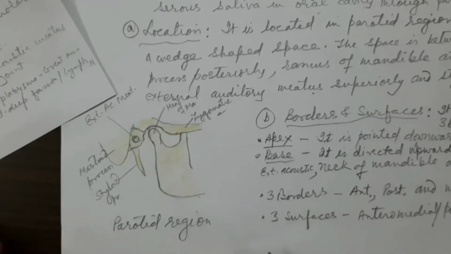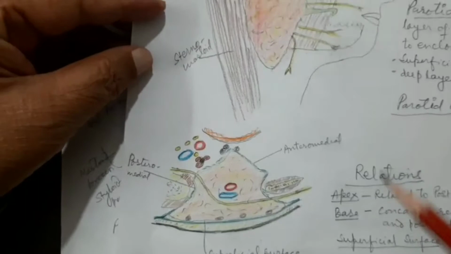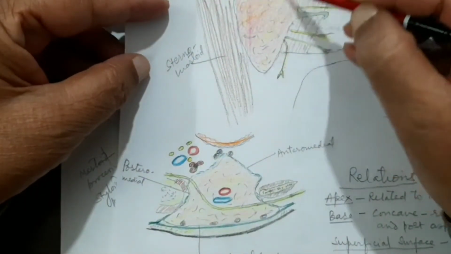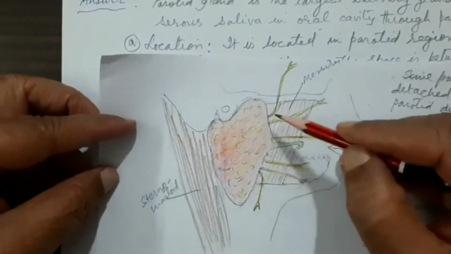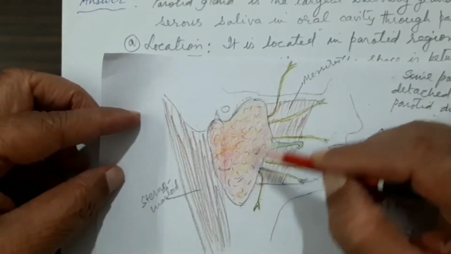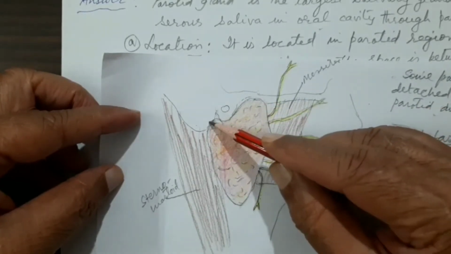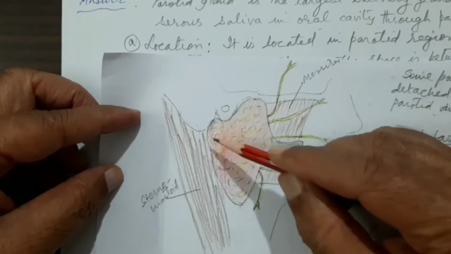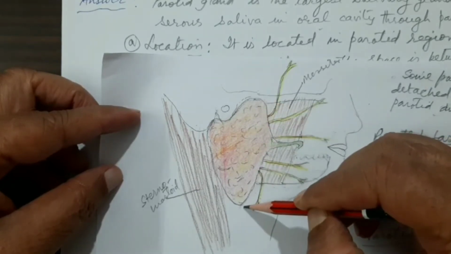Now, the three borders are anterior, posterior and medial. This is the anterior border, from base to the apex. Let me show you. This is from base to the apex. This is the anterior border, and this is from base to the apex posteriorly. This is the posterior. So anterior border and posterior border, and this is the base. This is the apex.